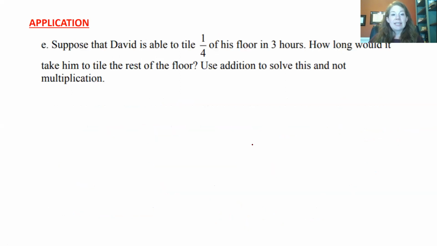All right, letter E. Suppose that David is able to tile 1/4 of his floor in 3 hours. How long would it take him to tile the rest of the floor? Use addition to solve this and not multiplication.